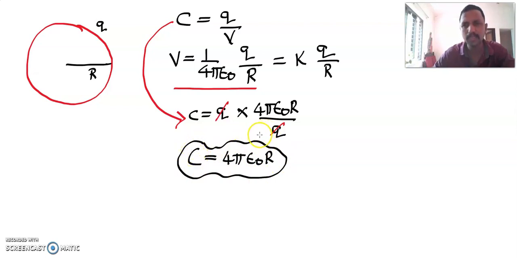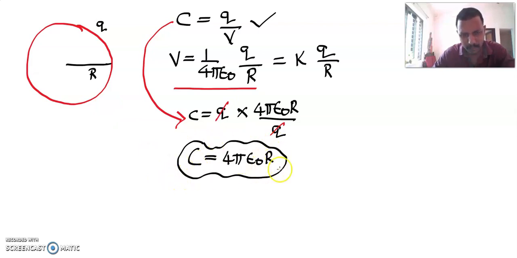This is the expression for capacitance of a spherical conductor. If anyone asks you what's the basic formula of capacitance, will you give the answer as C is equal to 4 pi epsilon 0 R? No. This is not the basic expression for capacitance. The basic expression for capacitance is C is equal to Q by V. And this is the capacitance of a spherical conductor. If it is a spherical conductor, then C is equal to 4 pi epsilon 0 R. Where what's R? R is the radius of the spherical conductor.